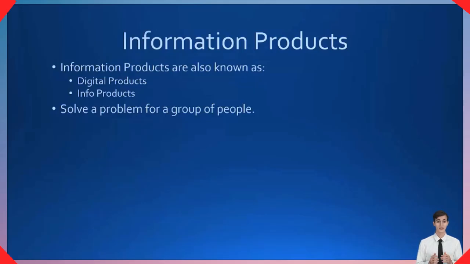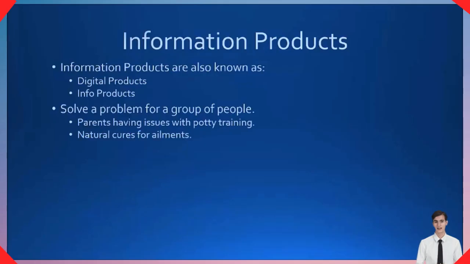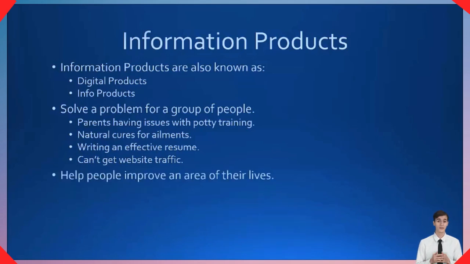What you want to do with your information product is solve a problem for a group of people. This could be, for example, parents having issues with potty training. There are real digital information products out there that teach people how to potty train their kids in 3 days or less, or teach their kids to potty train quickly. Let's say somebody's having problems with ailments and you've chosen that as your niche market. You could do an ebook or a video course teaching people some natural cures. Writing an effective resume, you could do a training course based on that. People are having a problem where they can't get website traffic, so you could do a training all about that if that's something you're knowledgeable about.